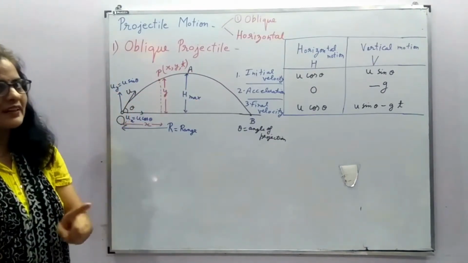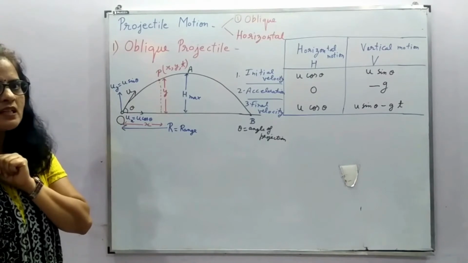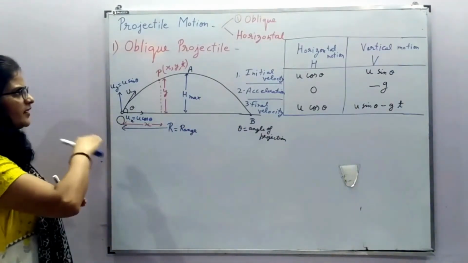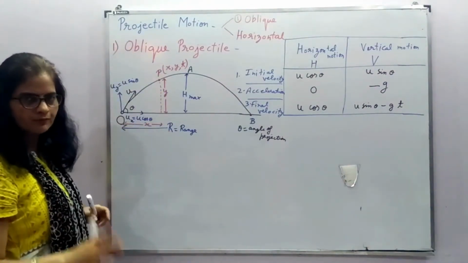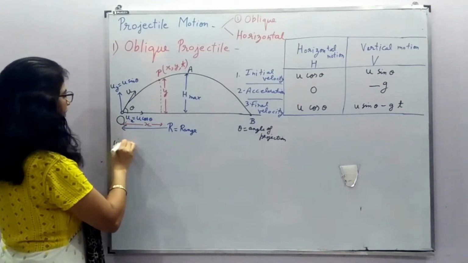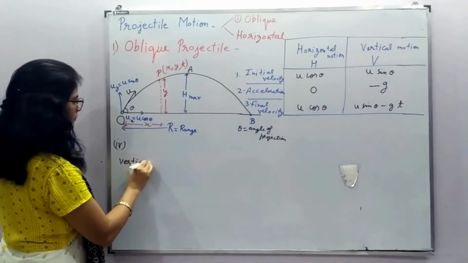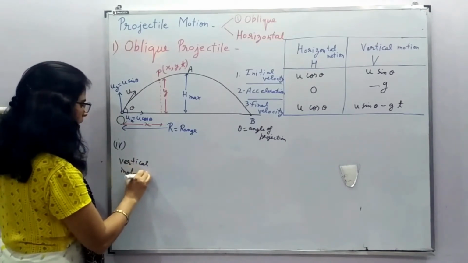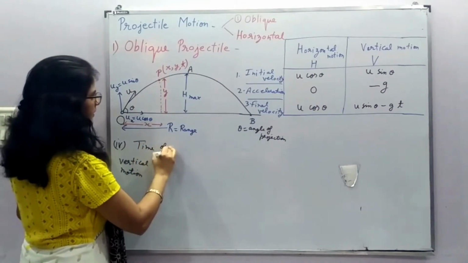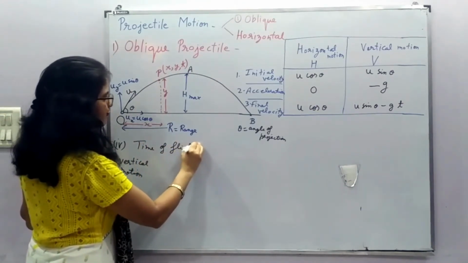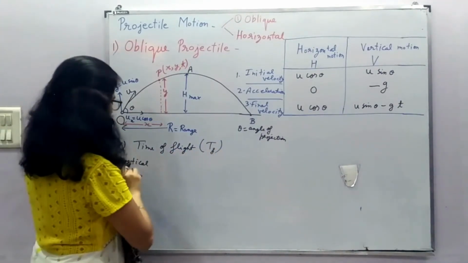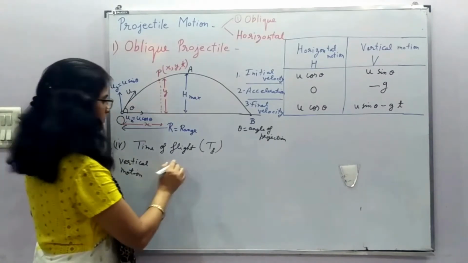So if we are talking about the vertical motion, the vertical displacement is 0. Horizontally, it is displaced from O to B. But vertically, some height and then again on the ground. So vertical displacement is 0. So again in this case, we will consider the vertical motion and we will consider the whole journey. Why? Because we are considering the time of flight. This I am denoting by TF.